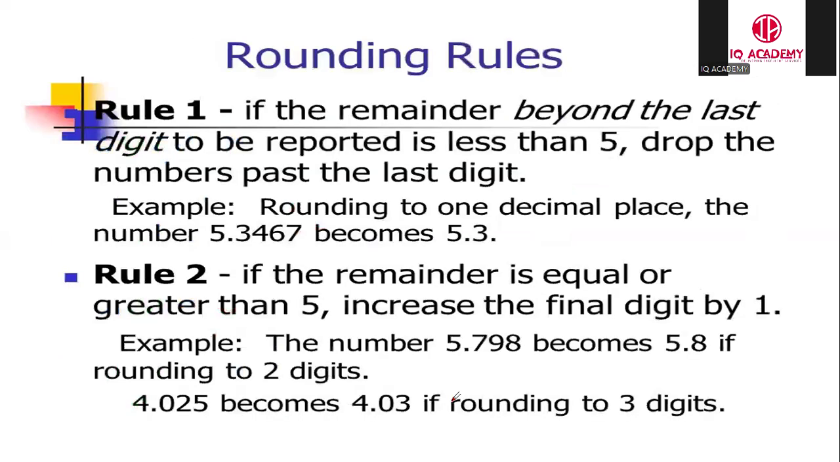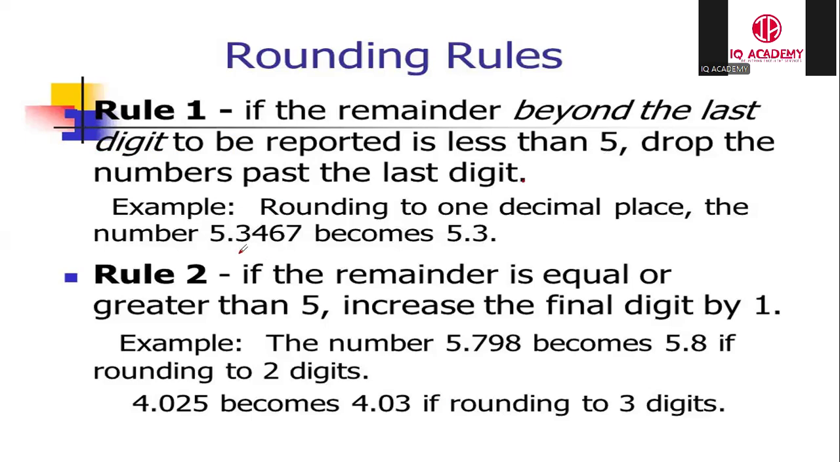Now we can talk about the rules for rounding off. I'm sure we are all familiar with rounding off; we've done it at primary and secondary school. Rule one is that if the remainder beyond the last digit to be reported is less than 5, then we drop the numbers past the last digit without increasing the preceding number.